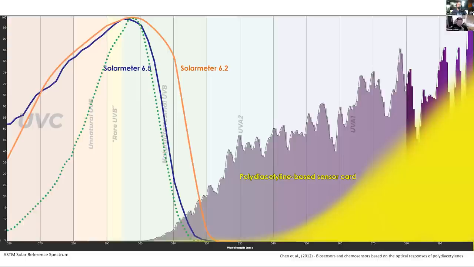And they still sell them for reptiles. They have little reptiles on the card and things like that. It's really annoying. But that's the other one that people come across. They're kind of the three most common devices used for measuring UV: the 6.5, the 6.2, and some sort of polydiacetylene-based card.